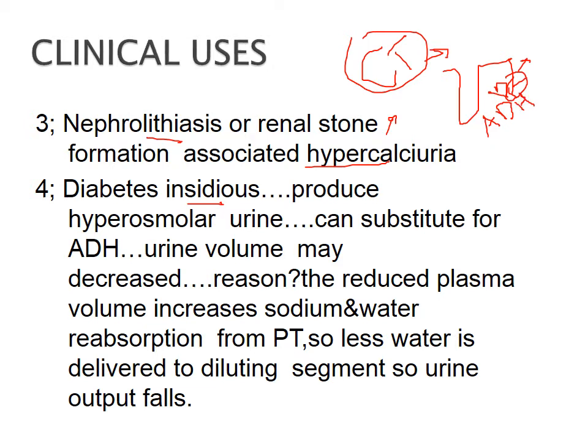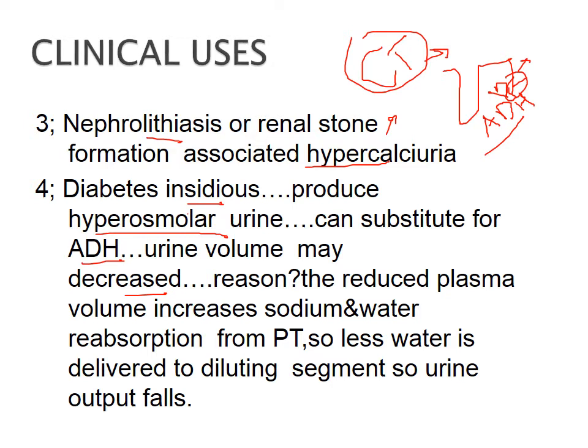So that is a condition in which there is increased thirst and increased loss of water. It causes a hyposmolar urine, which can be substituted for ADH. Urine volume may be decreased, as it is an anti-diuretic hormone. So there is a mutation of that hormone, and you are going to have a decreased volume.